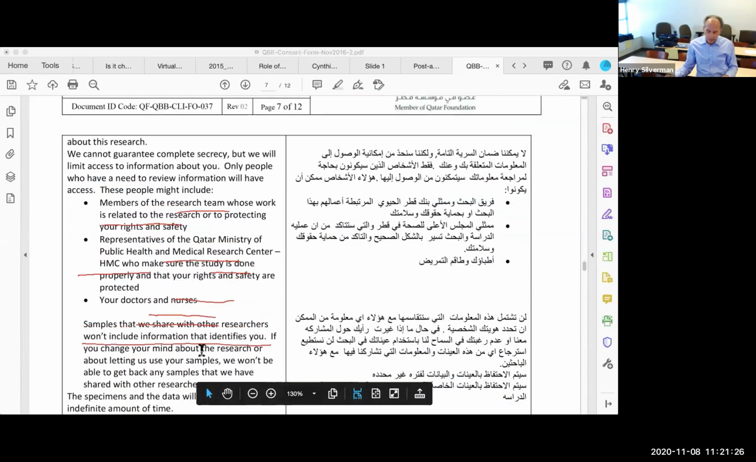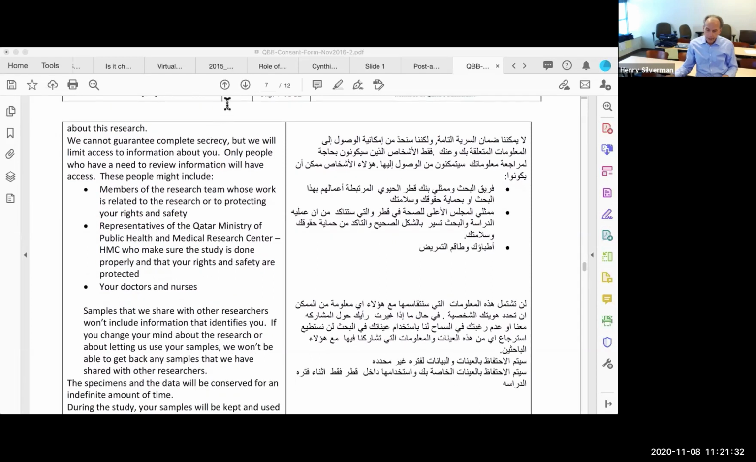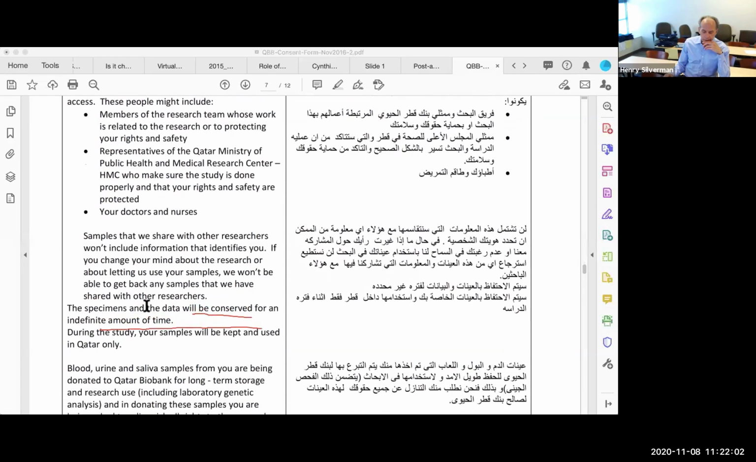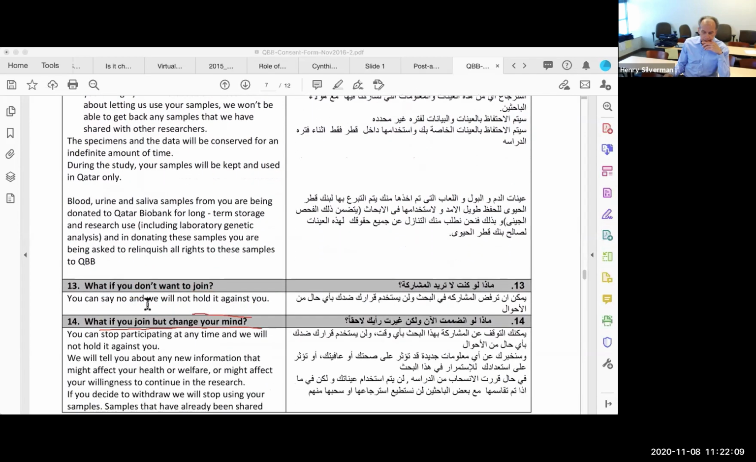And then they talk about samples we share with other researchers. They say samples we share with other researchers won't include information that identifies you. Okay. So they talk about that to researchers doing secondary research. They're not going to share identifiable information. And they say, you don't have to join if you don't want to.